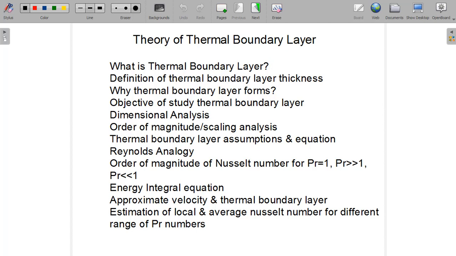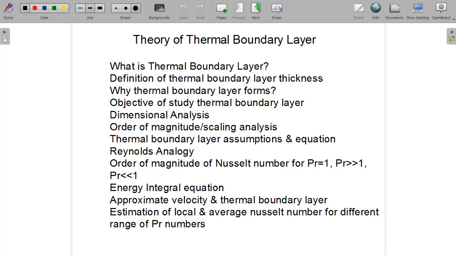In this lecture, we'll try to understand the concept of theory of boundary layer. So previously we have seen the velocity boundary layer, and in this lecture we'll try to see what is thermal boundary layer and what are the similarities of the thermal boundary layer concept with the velocity boundary layer.